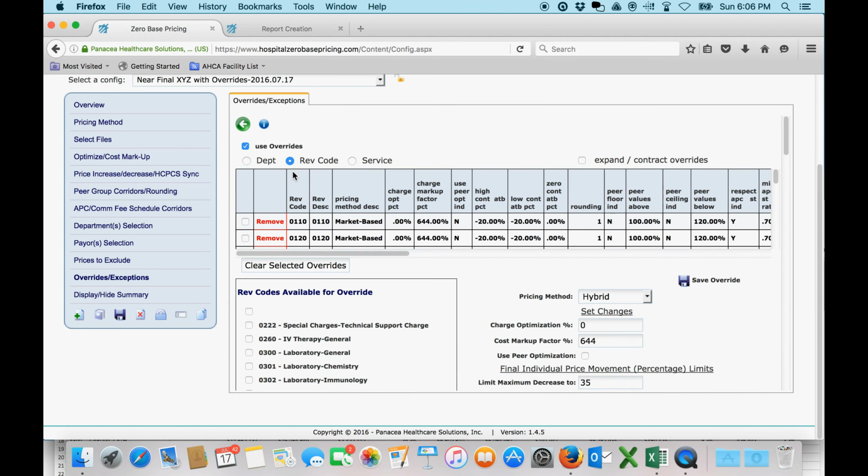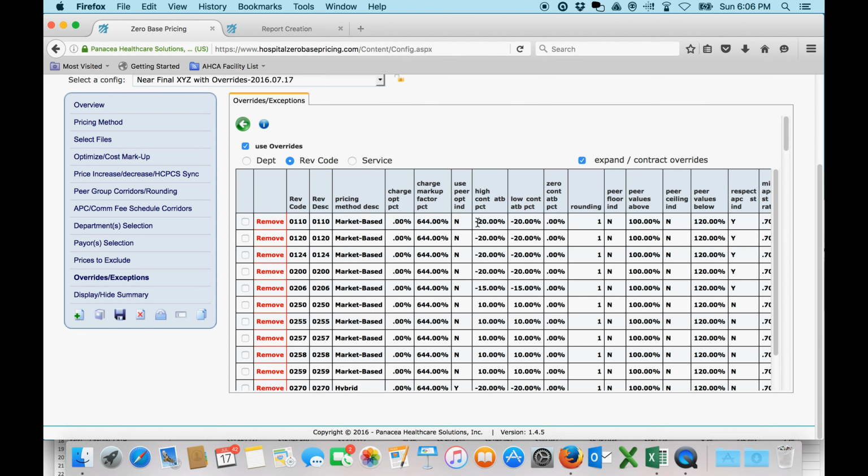We did go into the rev code override feature to refine the model a little more. And this is where we decided to reduce our room rates by 20%. So for the 110, the 120 rev codes and some of the others that are room rate related, based on the comparative health data report, we saw the room rates were very, very high for this client, and we decided to lower it by 20%. We saw on the department summary that they had a very low charge payer mix because they get paid per diems and DRG rates. So we're comfortable doing this.